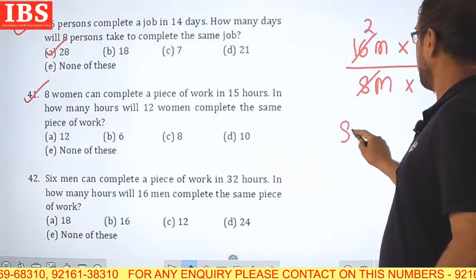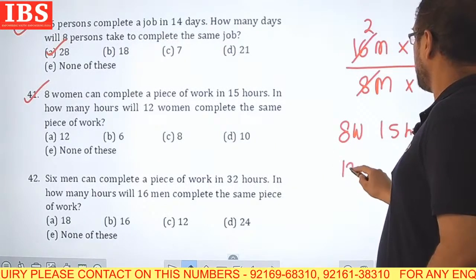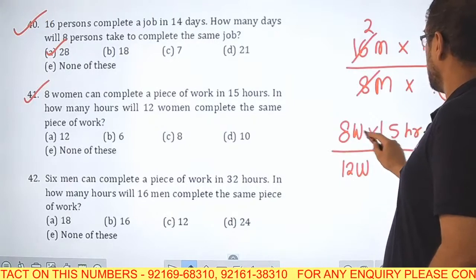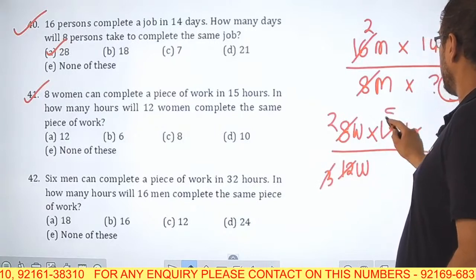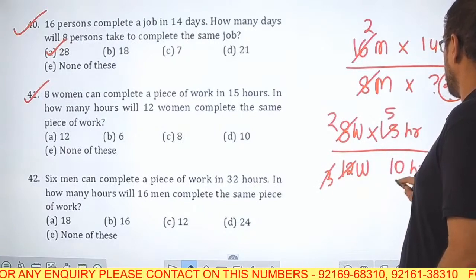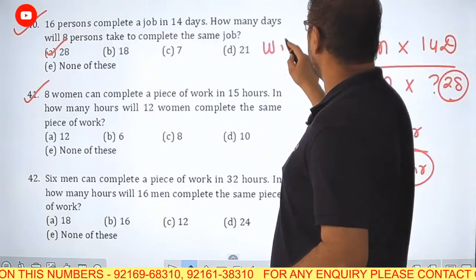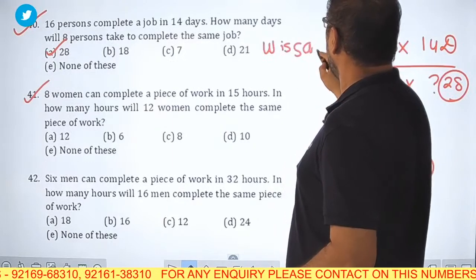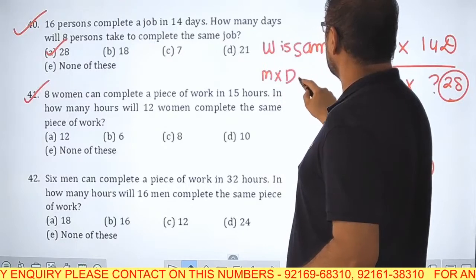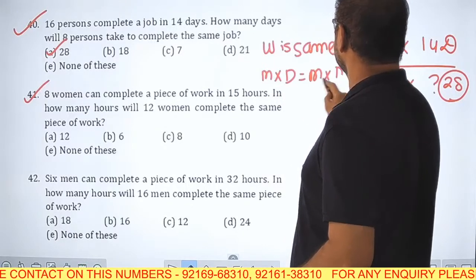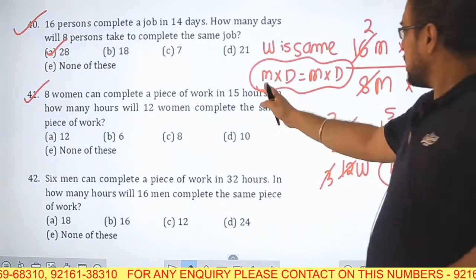8 women, 15 hours. 12 women, how many hours? So this into this upon this. So this is 2 upon 3. This is 5 2 10 is the right answer. 10 hours is the right answer. So always when the work is same, bache, man into hours, man into days is equal to man into days, always. If they have the same efficiency, if the men are same here and same here, same persons.